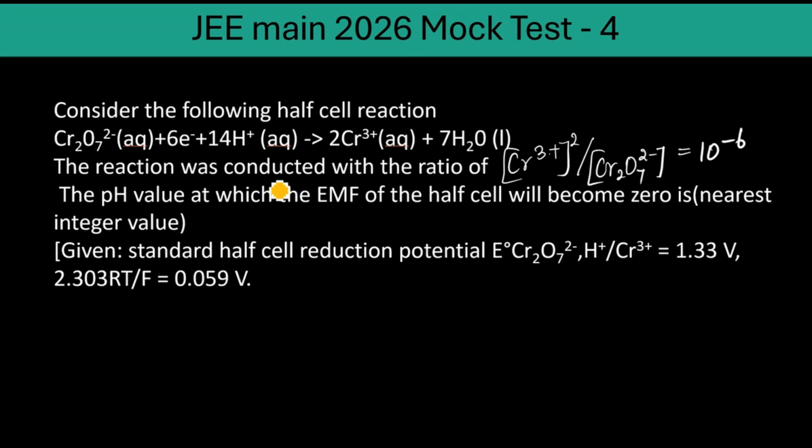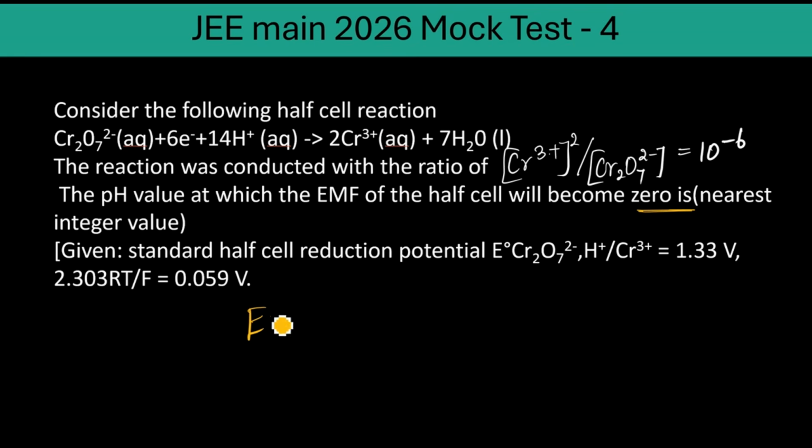Consider the following half cell reaction. Cr2O7 2- plus 6 electrons plus 14 H+ gives 2 Cr3+ plus 7 H2O. The reaction was conducted with the ratio given as 10 to the power minus 6. The pH value at which the EMF of the half cell will become 0 is? We have to find out the pH value.